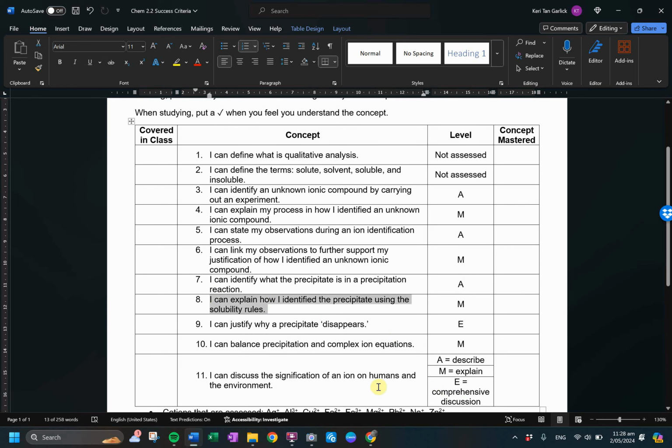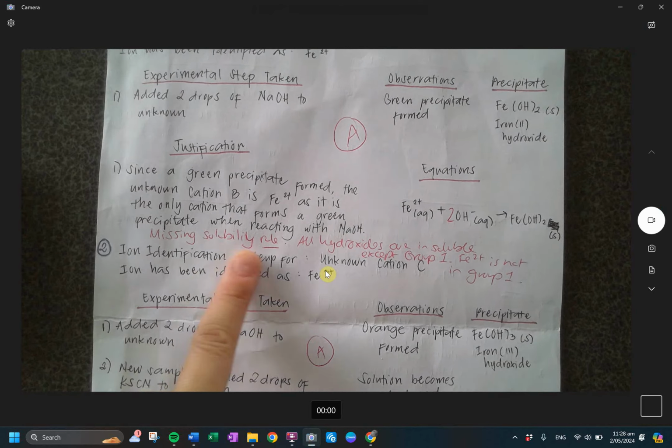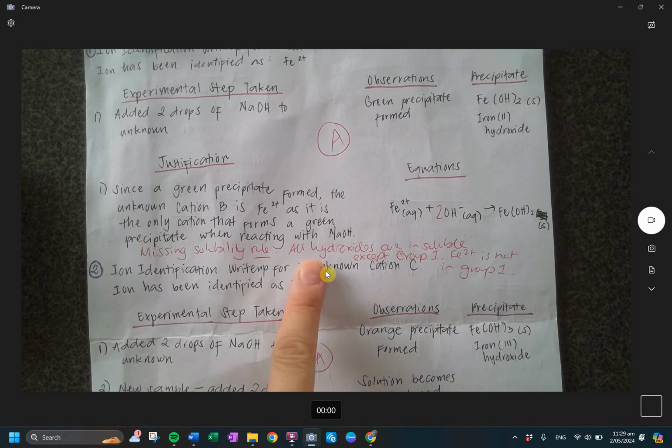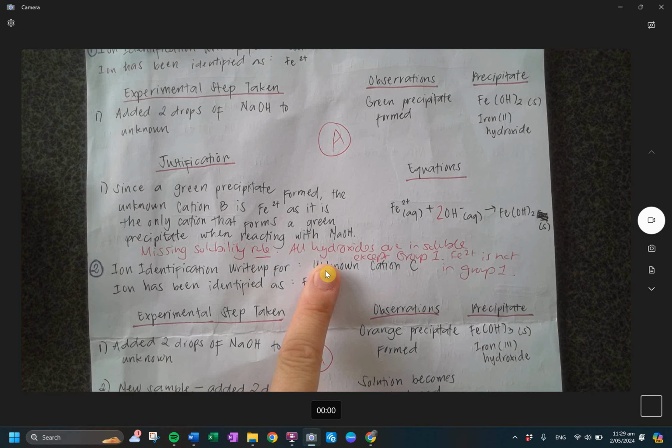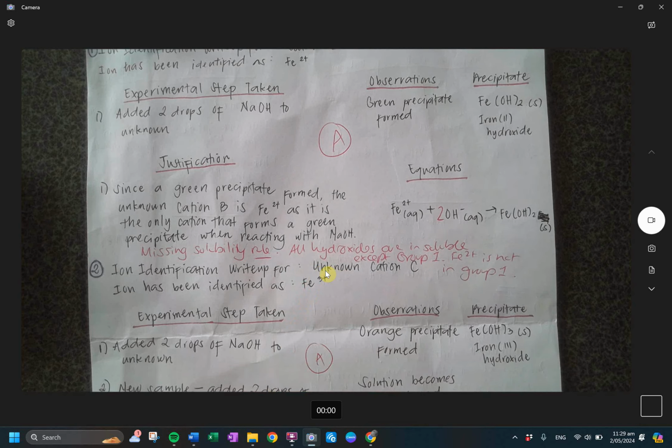I can explain how I identified the precipitate using the solubility rules. In this student example, they did not have anything about the solubility rules. So they should say something like, all hydroxides are insoluble except group 1. Fe2+ is not in group 1. Therefore, I know I have a precipitate. So I need that for merit. This is one reason why this student would have been marked at an achieve. There's not the depth of understanding that I am looking for.